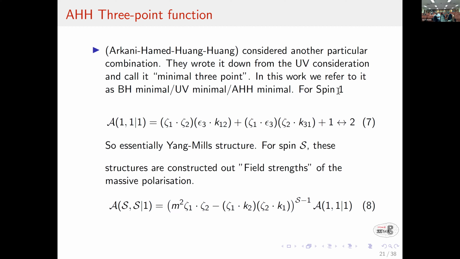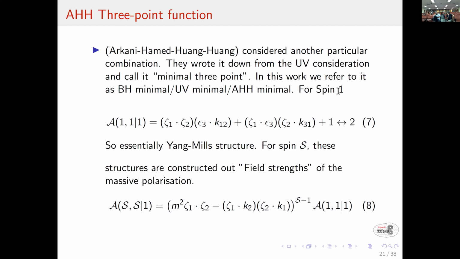And then I can construct the field strengths, right? So what will be the field strengths? Let me call it Z. So the field strength will be k_mu zeta_nu, antisymmetrized, right? k_mu zeta_nu minus k_nu zeta_mu. That will be the analog of the field strengths.